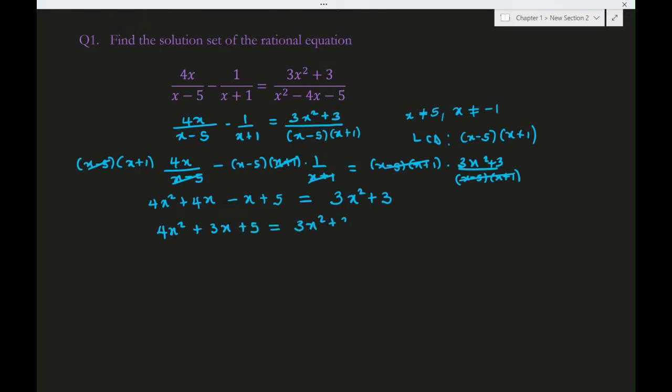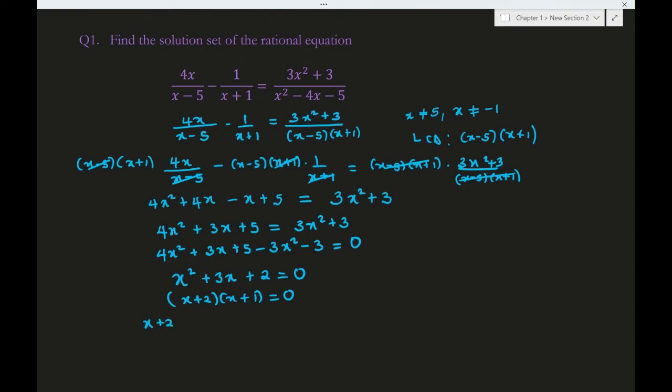It equals 3x squared plus 3. We can bring these terms to the left-hand side. So you have 4x squared plus 3x plus 5 minus 3x squared minus 3, all equals 0. We simplify 4x squared minus 3x squared, so we have just x squared. The term with x, we have plus 3x, and the term without x is 5 minus 3, which is plus 2, equals 0. And this we can factorize as x plus 2 and x plus 1 equals 0.